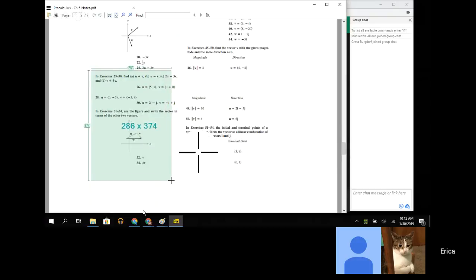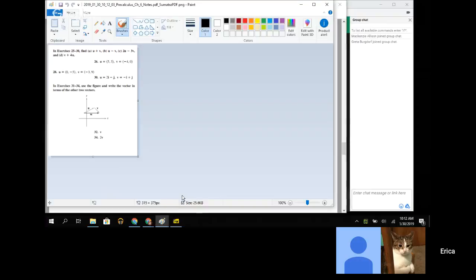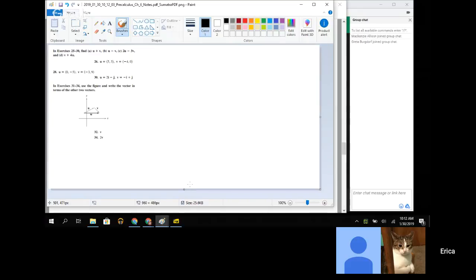Okay. So it says in exercises 25 through 30, find u plus v, u minus v, 2u minus 3v, and v plus 4u. So basically they are giving you some vectors and they want you to figure out what they might mean. Okay. So let's look at number 26.